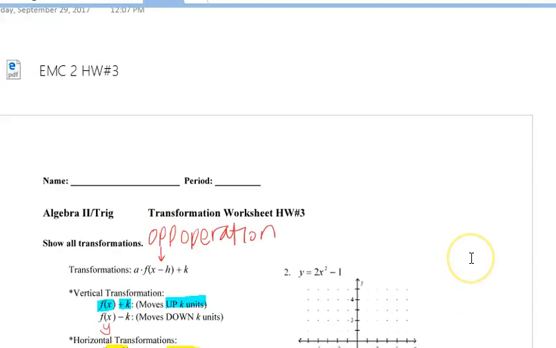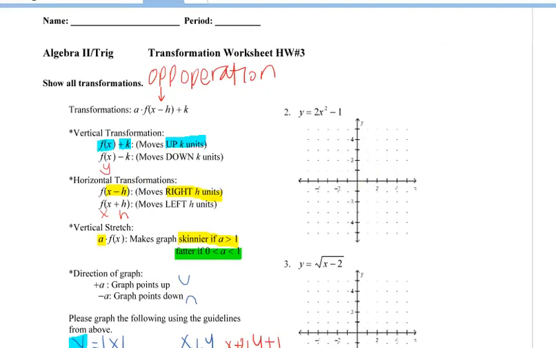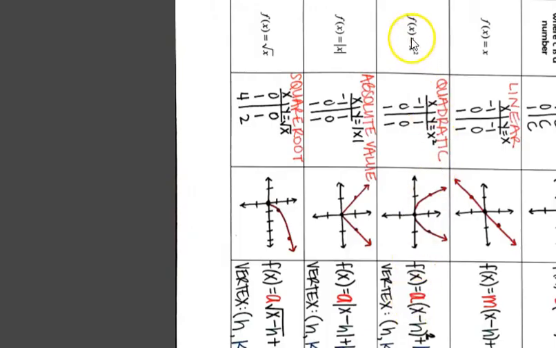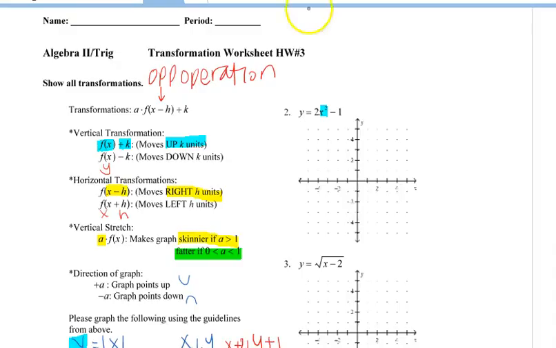All right, let's try the next one. So now I see my parent function happens to be an x squared because I see a squared up in the exponent. So I'm going to go back here. X squared is right there. So I'm going to take these table of values and I'm going to write them down. So my original table of values for x, y equals x squared, basic, is -1, 1, 0, 0, 1, 1.